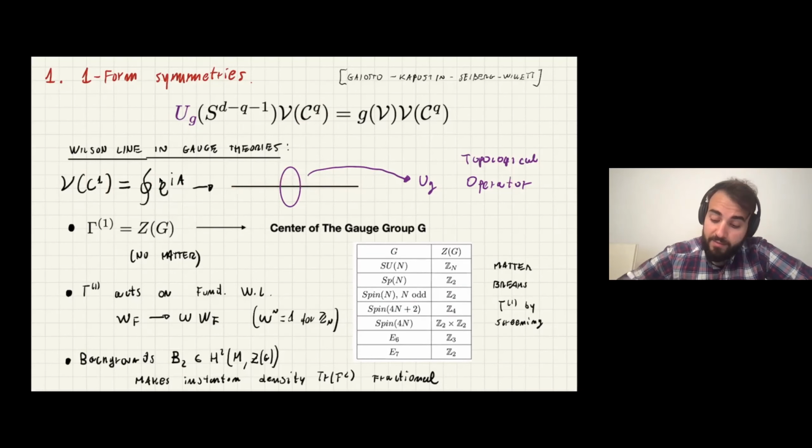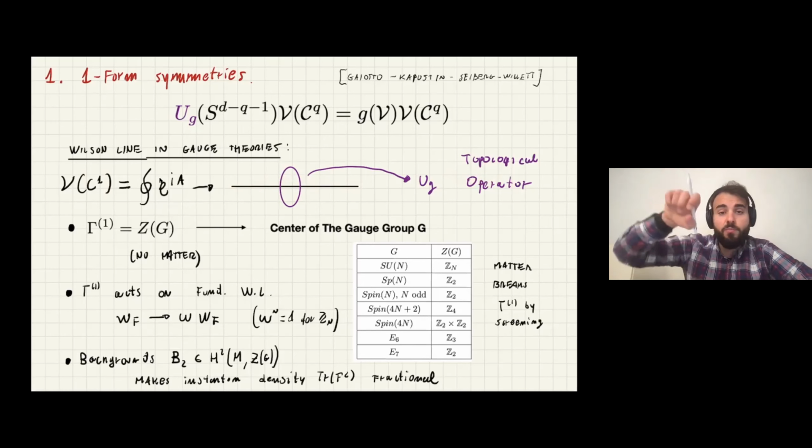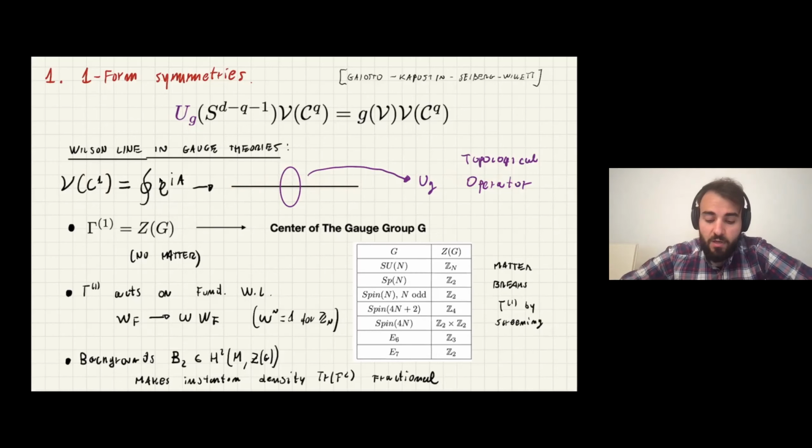then there is a topological operator, which, for example in three dimensions, would be a circle surrounding this Wilson line, which measures the charge of this Wilson line under this one-form symmetry. And in particular, it also generates the symmetry. So these will be called the charge operators, whereas the Wilson lines are the charged objects of this one-form symmetry in this case.